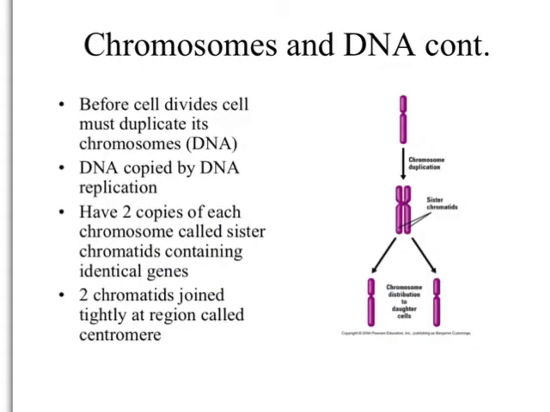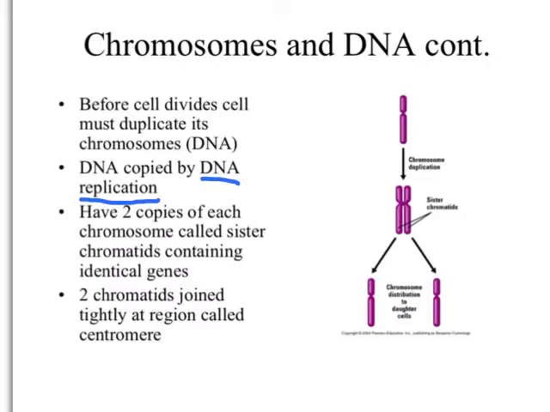Before a cell goes through mitosis or cellular division, it needs to duplicate its chromosomes, or duplicate its DNA. Otherwise, the two daughter cells will have half the amount of DNA that the parent had, and they won't be identical. So the DNA needs to be copied by what's called DNA replication, and we will definitely go over DNA replication in future lectures. But that's basically how DNA gets replicated or copied.